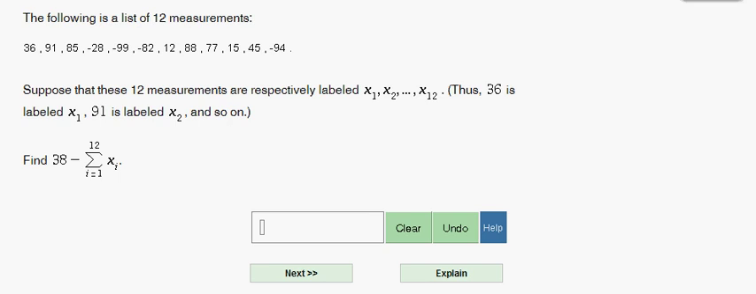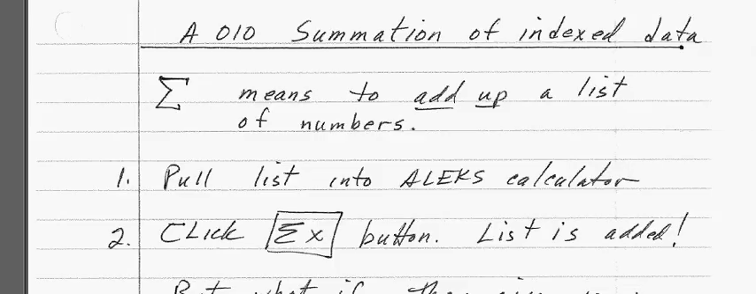First of all, take a quick look at my notes and notice here that we have the symbol sigma. This is a capital Greek letter, sigma, which is very much like our English letter S, which is the first letter of the word summation, which basically means to add up a list of numbers. So basically this symbol here is really no more intimidating than a plus sign. It simply means to add up a list of numbers.